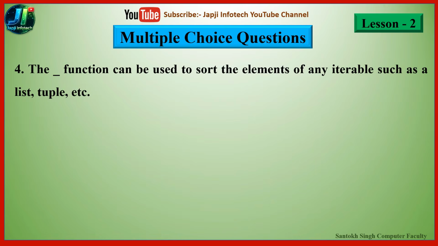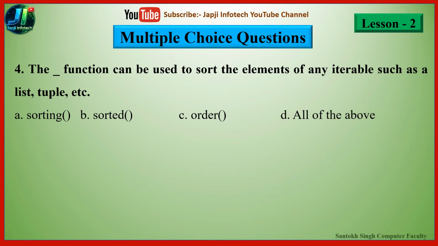And the fourth question is, the dash function can be used to sort the elements of any iterable such as a list, tuple, etc. And the options are sorting function, sorted function, order function, and the last one is all of the above. And the right answer is sorted function can be used to sort the elements of any iterable such as a list, tuple, etc.